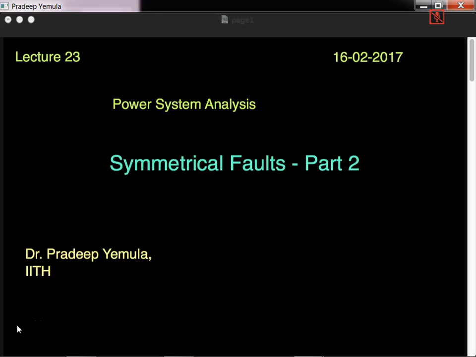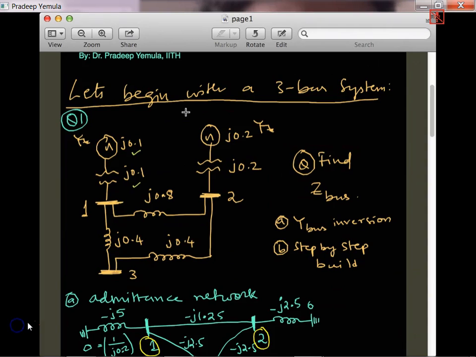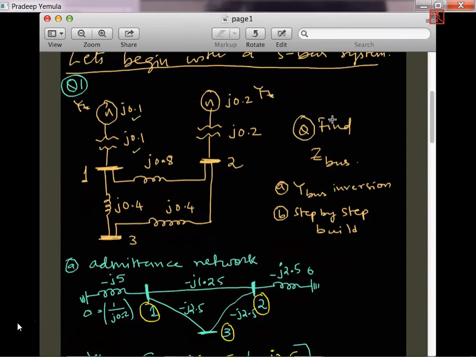I could not put up the PDF of the last class, but I can quickly show you what we discussed, and then from that we will continue. Just give me a minute. I'm opening it. So you can see the 3-bus system on your screen. We have bus 1, bus 2 and bus 3, and then we have the impedances from the two generators, G1 and G2. So the question was to find the Z bus.